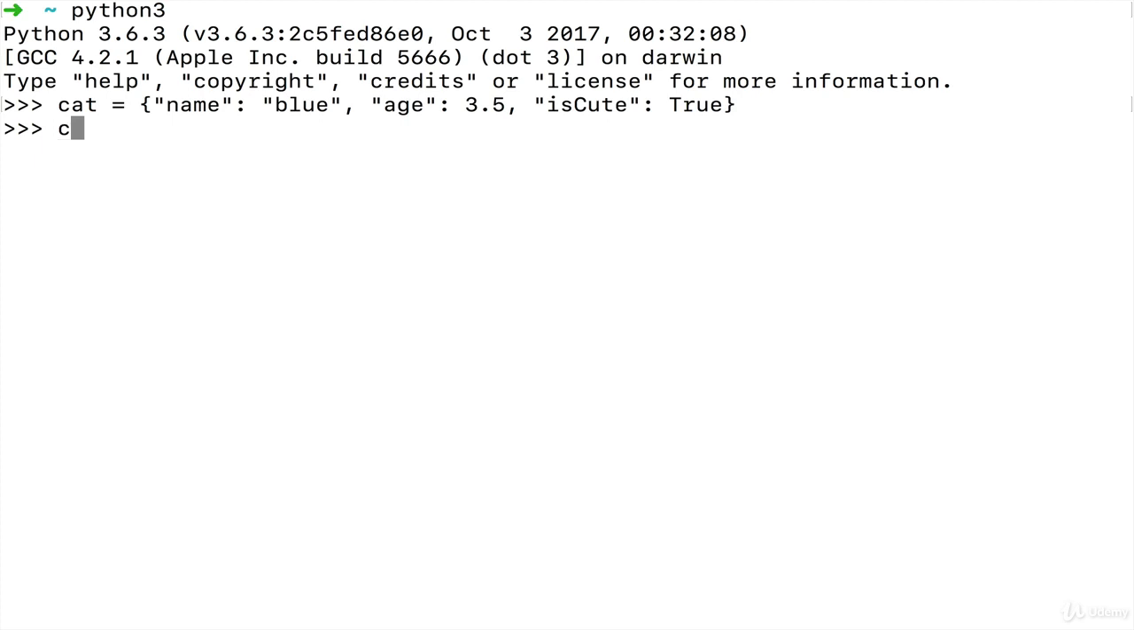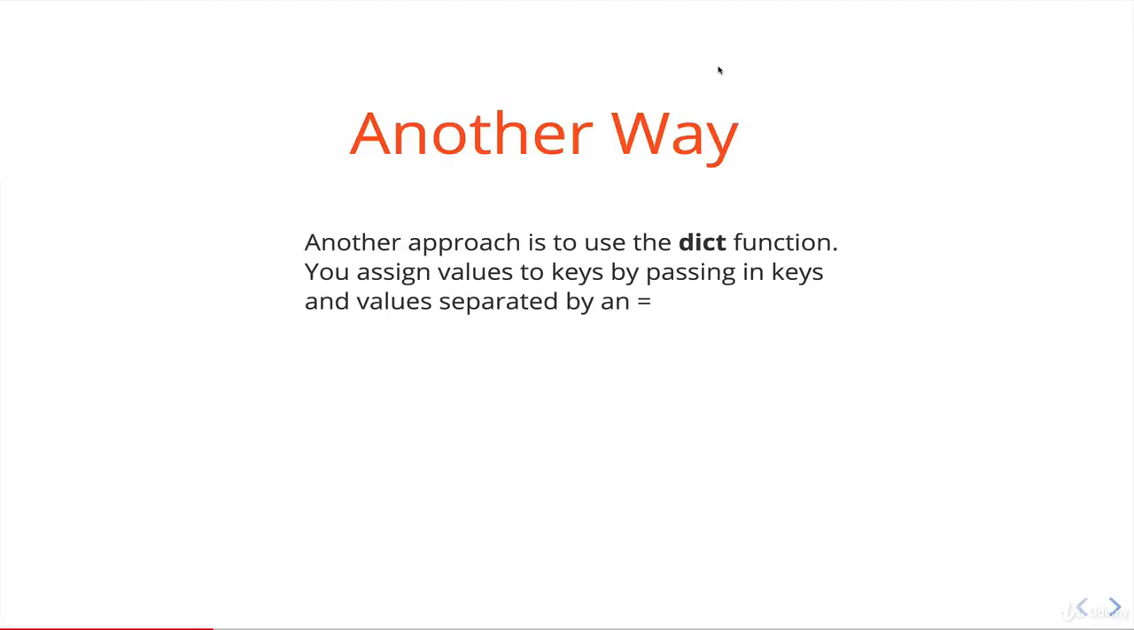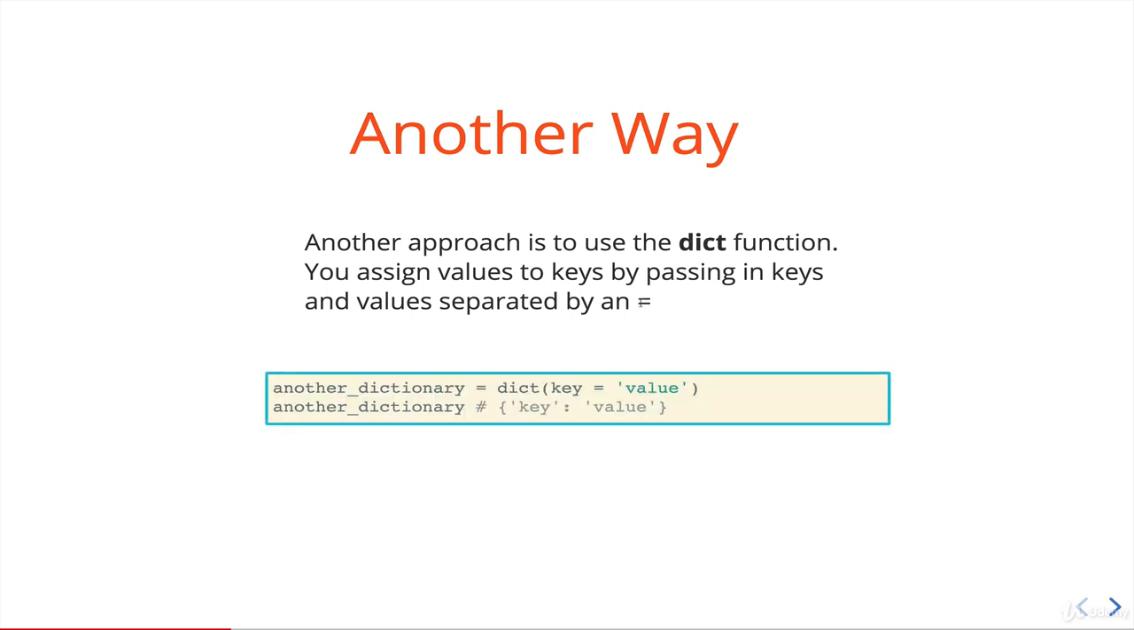And I hit enter. If I look back at cat, there we go. Our data is in there. We have strings for the keys, and for the values, we have a number, another string, and a Boolean. So another way to create a dictionary is to use the dict function, which is just like the list function or the string function, which is used to either create or convert a data type. In this case, the most common use of dict is to pass in keys and values separated by an equal sign. So it looks like this, dict, parentheses, and then whatever key equal to whatever value.